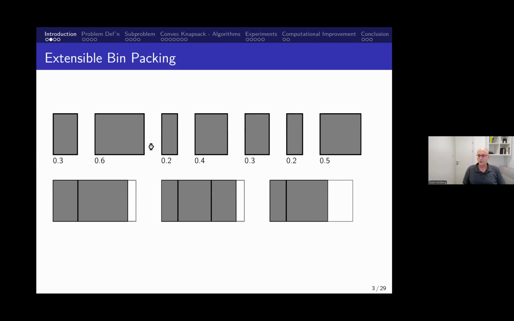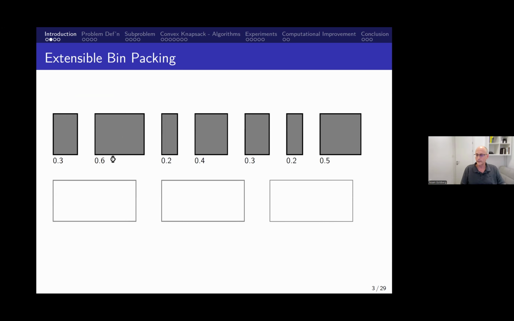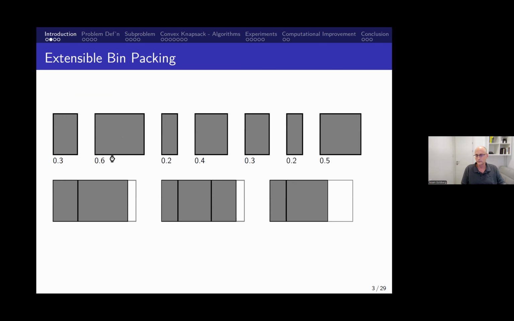Okay, so what is extensible bin packing? For that, I'll just briefly show classical bin packing. So in classical bin packing, we have a set of items, each one of a given size, just some scalar size. And we need to fit the items into some set of bins, the least number of bins. So in this case, we may have to fit the items into 3 bins if we need to satisfy the bin capacity constraints.